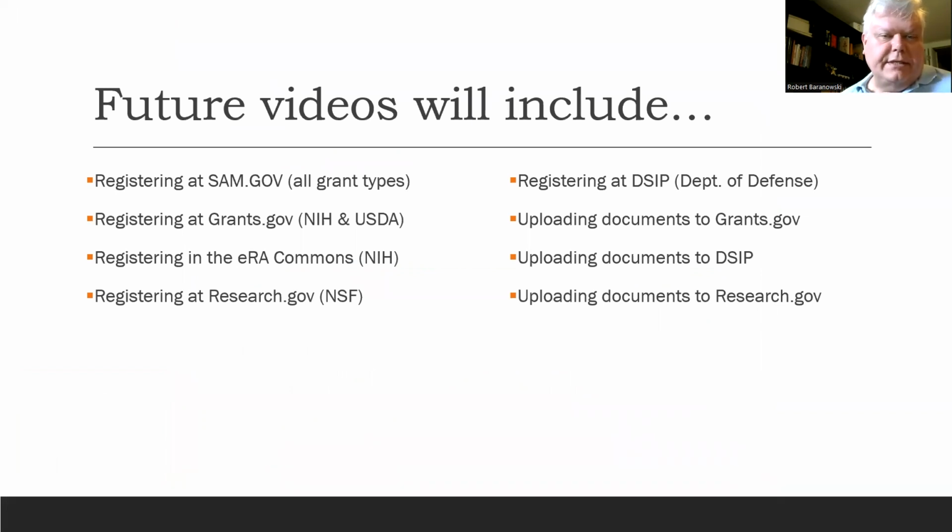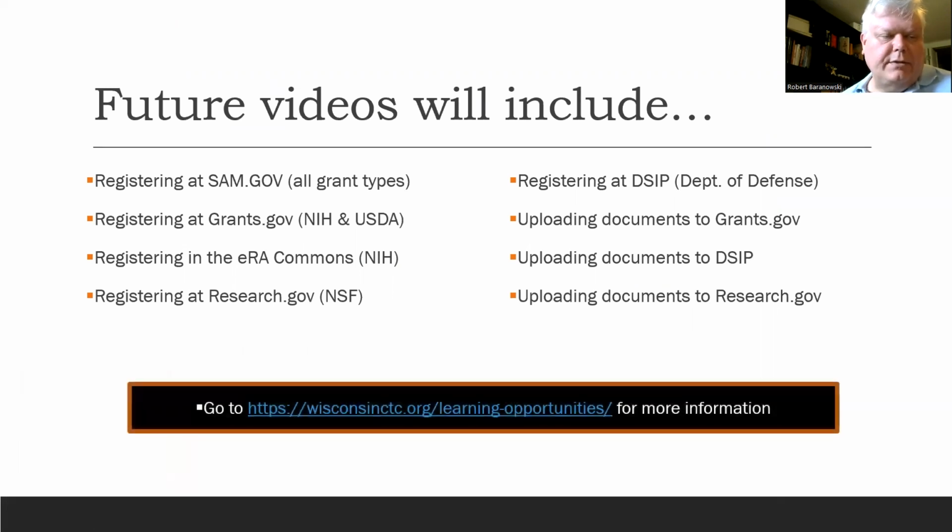Future videos in this series will include all of these listed here. I'll be talking about registrations at sam.gov, grants.gov, the ERA Commons, research.gov, and the DSIP, which is the Department of Defense. I'll also be creating videos about uploading documents to grants.gov, uploading documents to DSIP, and uploading documents to research.gov so that you can submit grants at those sites.